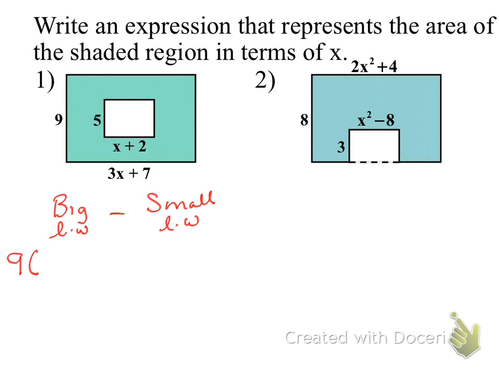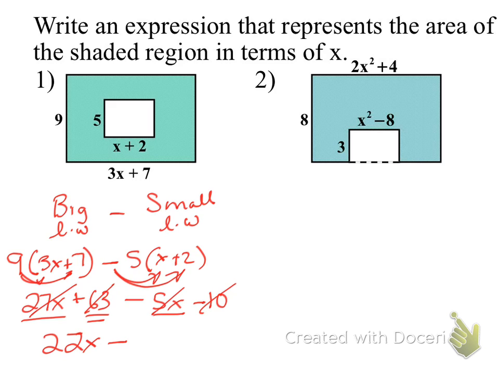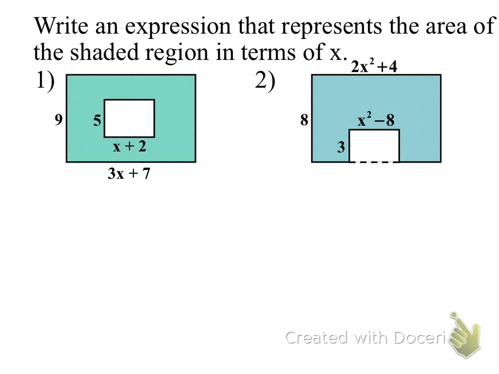And so really it's going to be 9 times what? Can I get a volunteer? Yes, Mary. 9 times 3x plus 7. Good. Minus 5 times the quantity of x plus 2. Okay, then we're going to distribute. We get minus 5x minus 10, and it becomes 27x plus 63, and then we combine like terms. 27 minus 5 is 22x. And now 63 and negative 10 is positive 53. Okay, questions?